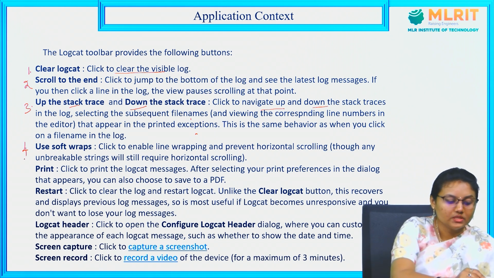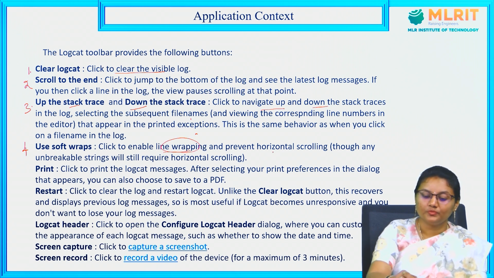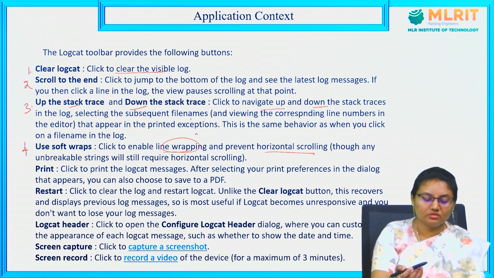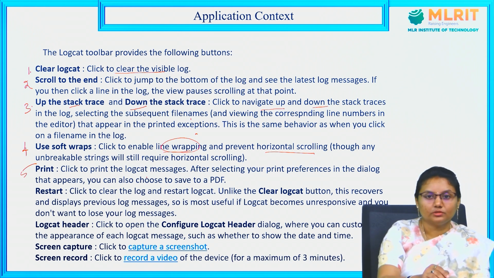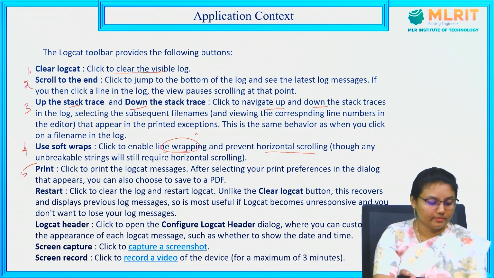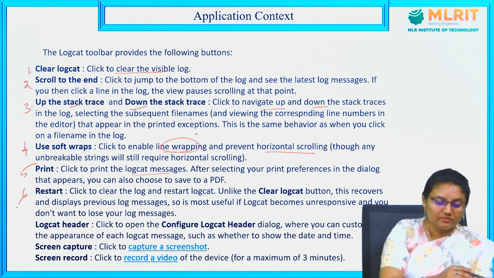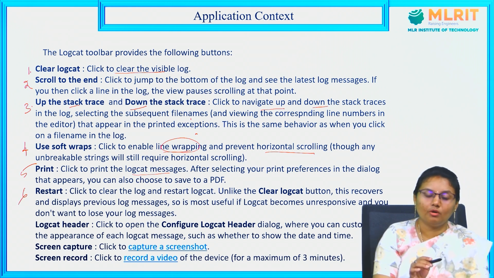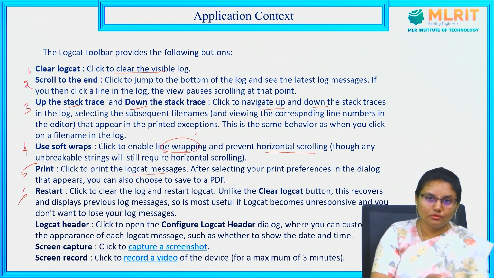And the fourth one is use the soft wraps to enable the line wrapping to prevent horizontal scrolling, but if horizontal scrolling is required, then print, click to print. So I have shown you where you will get a print window where you can customize and take the printouts. So for printing the Logcat messages, you have a print option. Then restart, where you can clear the log off and again restart the kernel and restart your application. You can get new logs.